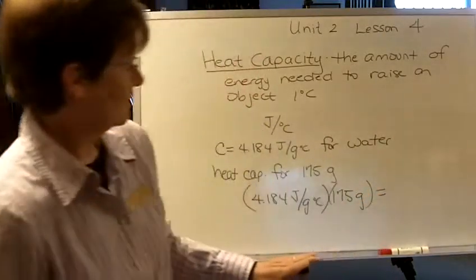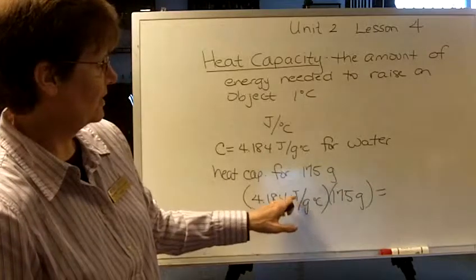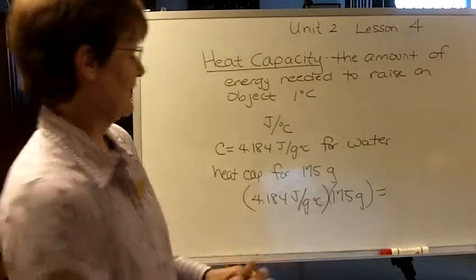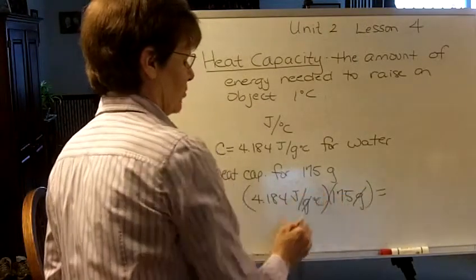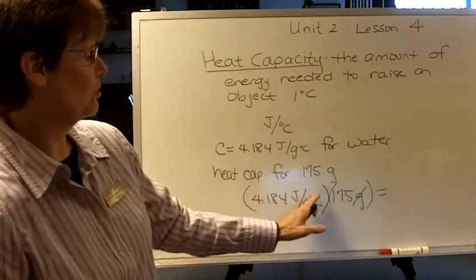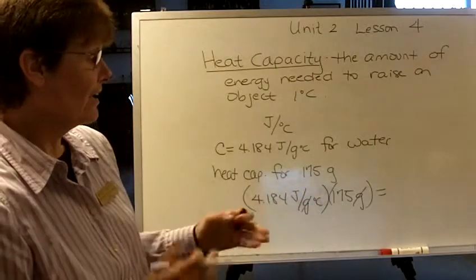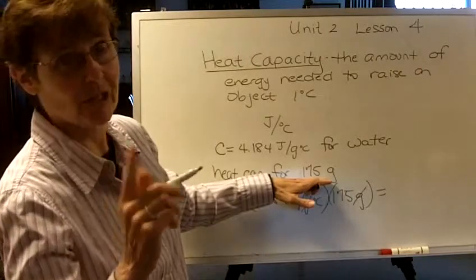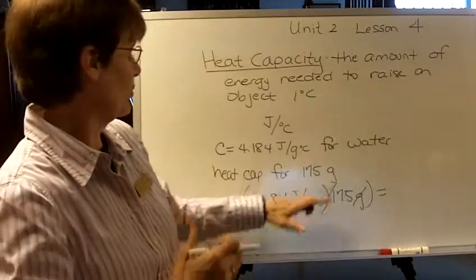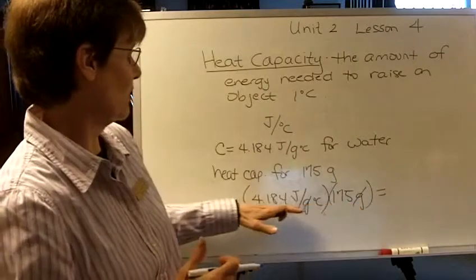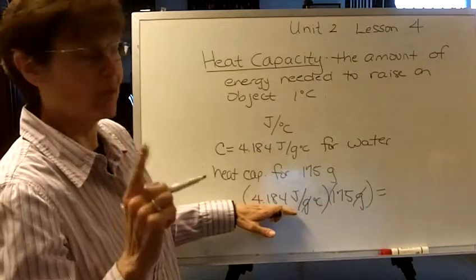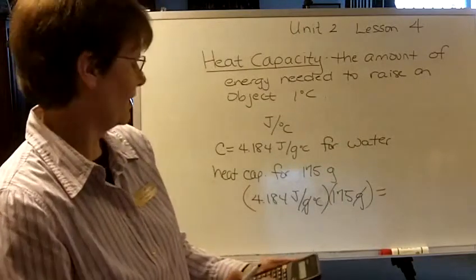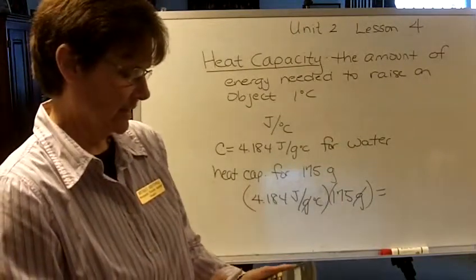Do you see what this does? Over here, this is joules per gram. This is like having grams on the bottom of the fraction. So this is going to cancel out my grams and give me joules per degree C. And it kind of makes sense that if I have 175 grams instead of 1 gram, that the heat capacity will be 175 times greater than the specific heat of just the 1 gram. So if you'd like to think of it conceptually or mathematically, either way works out.